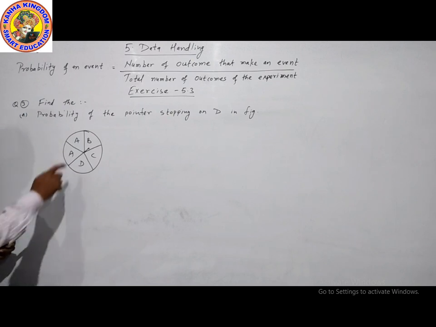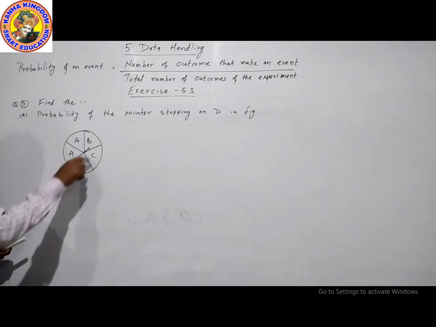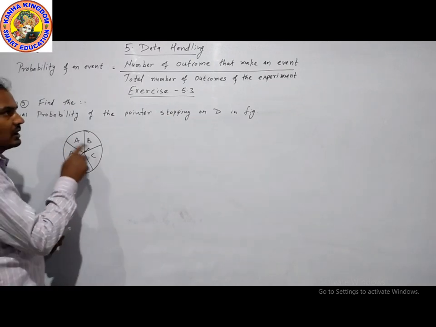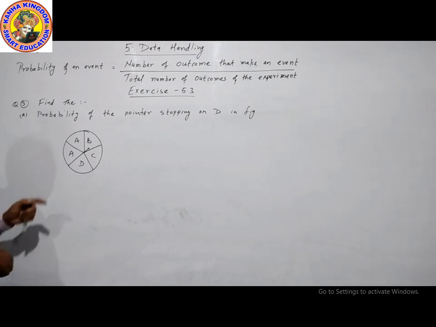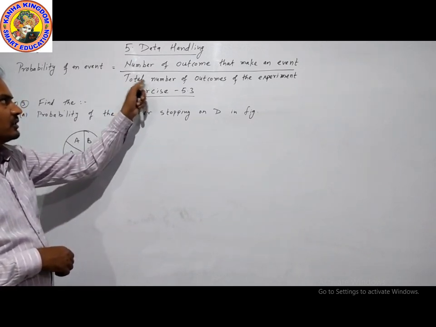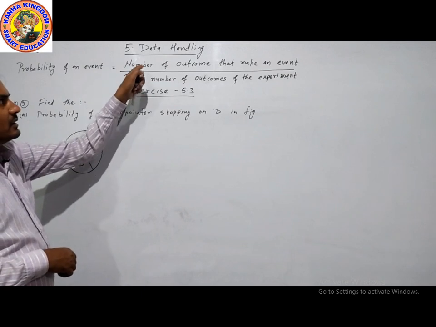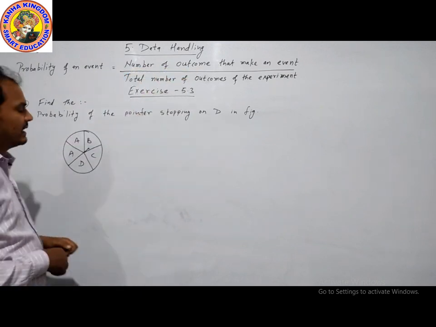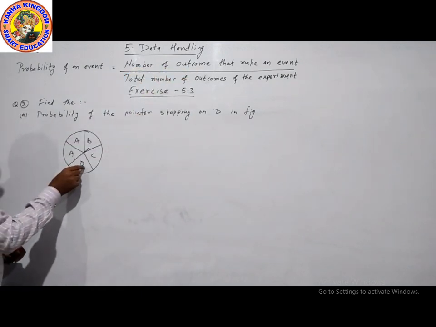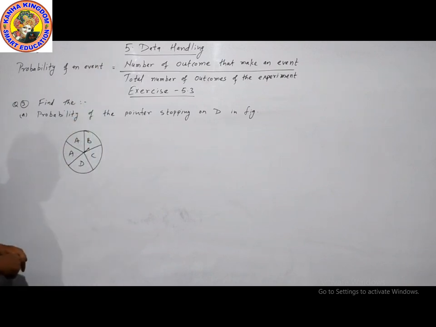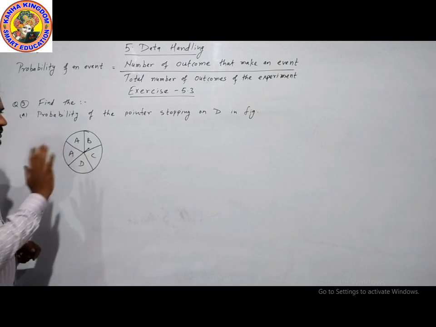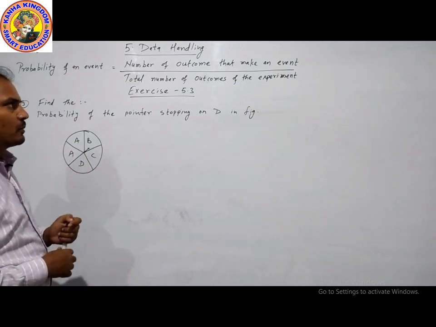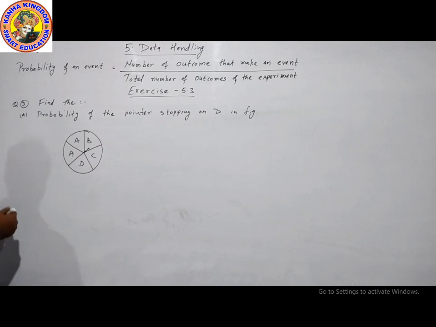In this wheel, there are 5 parts. There are a total of 5 parts, so the total number of outcomes is 5. This is the formula of probability. The number of outcomes that make an event: D is coming one time, so here it is 1. Total number of outcomes 1, 2, 3, 4, 5. The total is 5. So probability is 1 by 5.